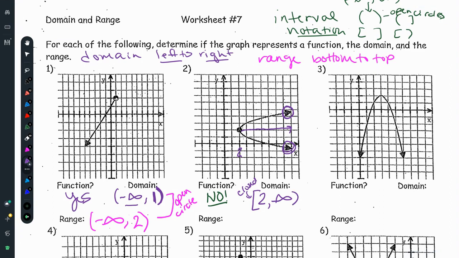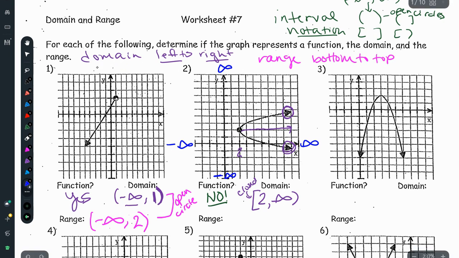If it helps, we can label our graph. So going up is infinity, going down is negative infinity, going to the right is infinity, going to the left is negative infinity. So if you have arrows pointing in those directions, those are the numbers you're going to use to close your interval.